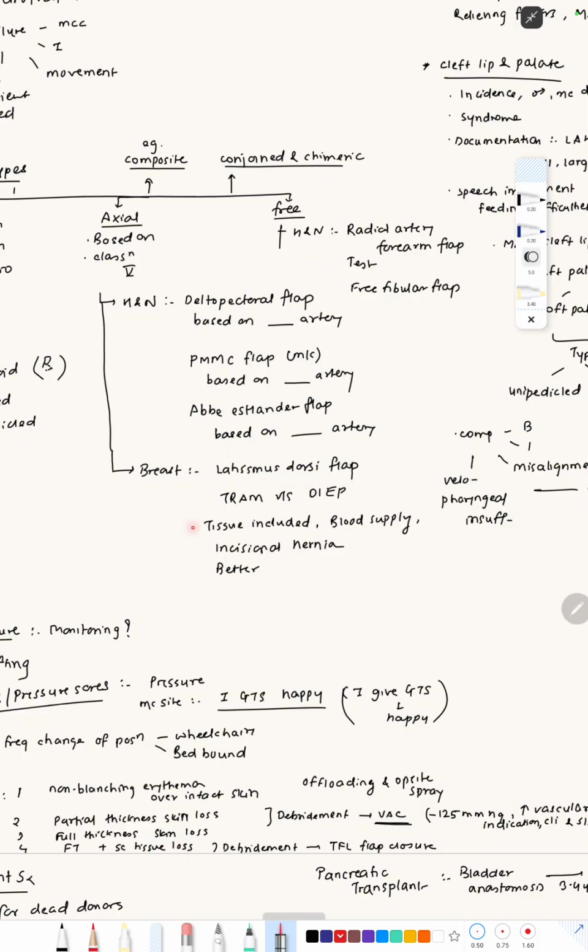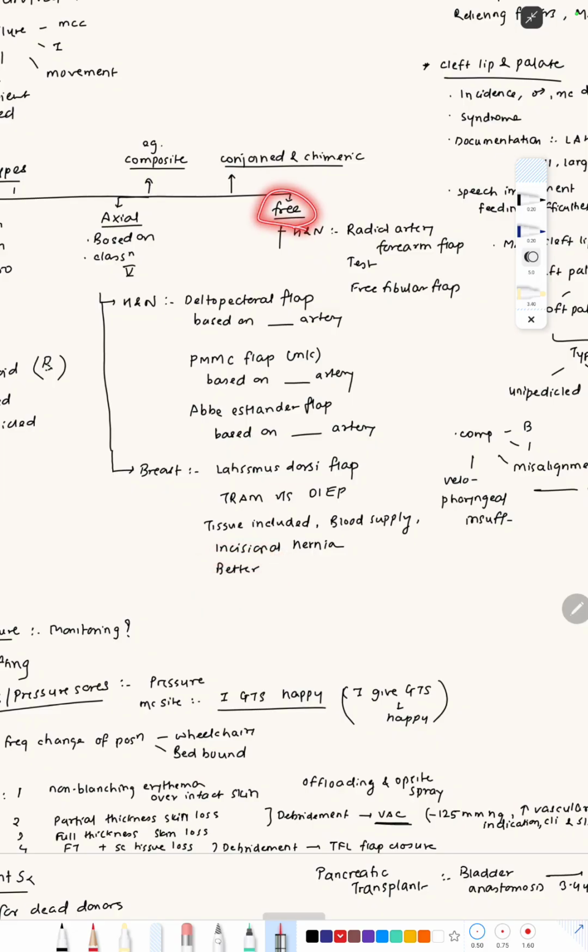The tissue included in the TRAM flap is the skin, subcutaneous tissue, fat as well as muscles, while in the DIEP flap it is skin, subcutaneous tissue and fat, so muscles are not involved. Blood supply: the blood supply of the TRAM flap is the superior and inferior epigastric artery, out of which if it is only the inferior epigastric artery, then it is a free flap, that is the DIEP flap. DIEP flap is supplied by the deep inferior epigastric perforator artery and is a type of free flap only. Incisional hernia chances are more with the TRAM flap because muscle is involved, and better overall is the DIEP flap.